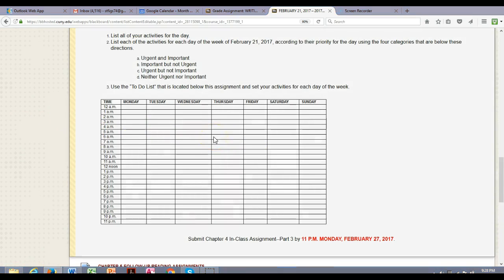If you have any questions about this, post in Q&A, because other people might have the same questions, and then let's see how we can work this out.